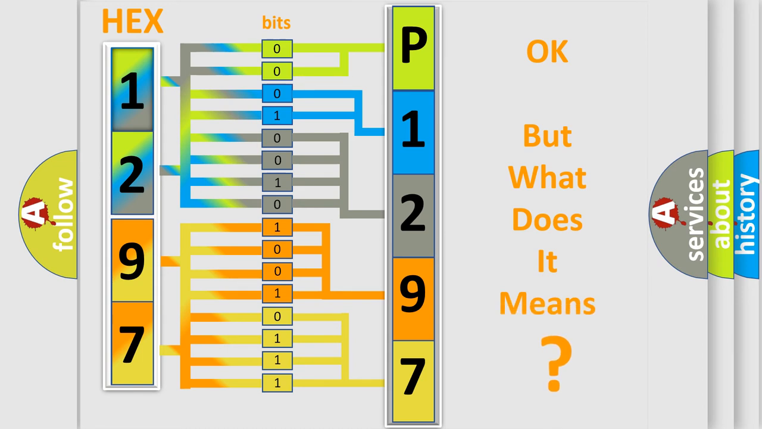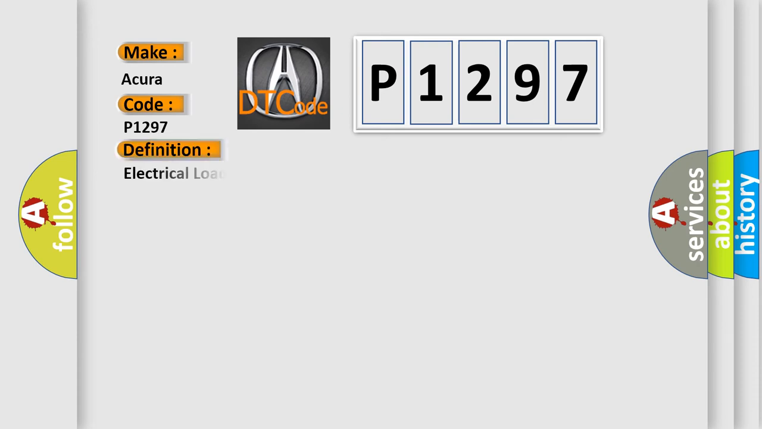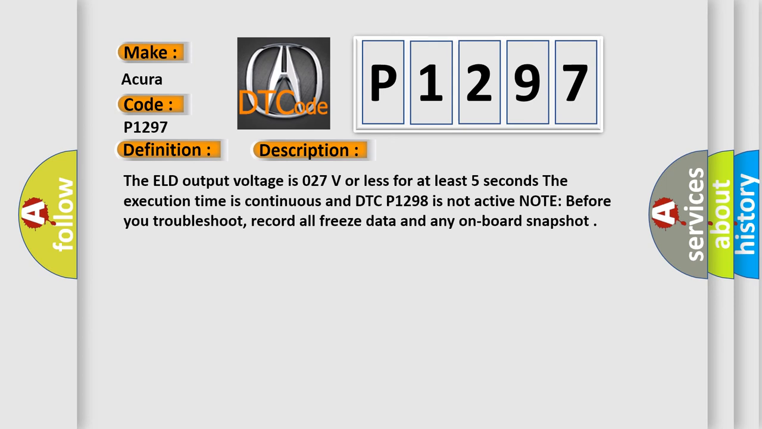The number itself does not make sense to us if we cannot assign information to what it actually expresses. So, what does the diagnostic trouble code P1297 mean specifically for Acura vehicles? The basic definition is electrical load detector, ELD, circuit low voltage. And now this is a short description of this DTC code. The ELD output voltage is 0.27V or less for at least 5 seconds. The execution time is continuous and DTC P1298 is not active.